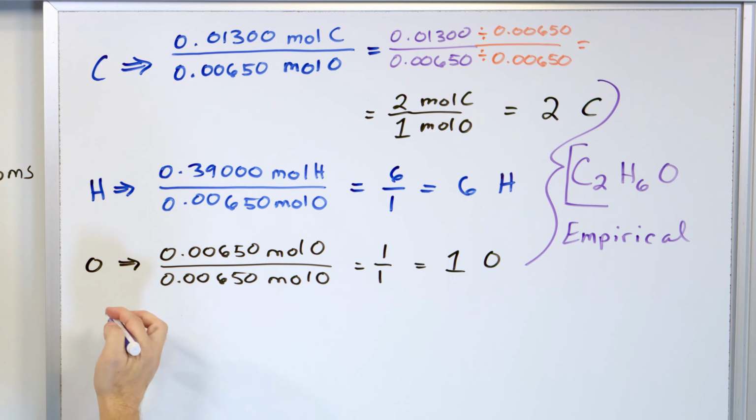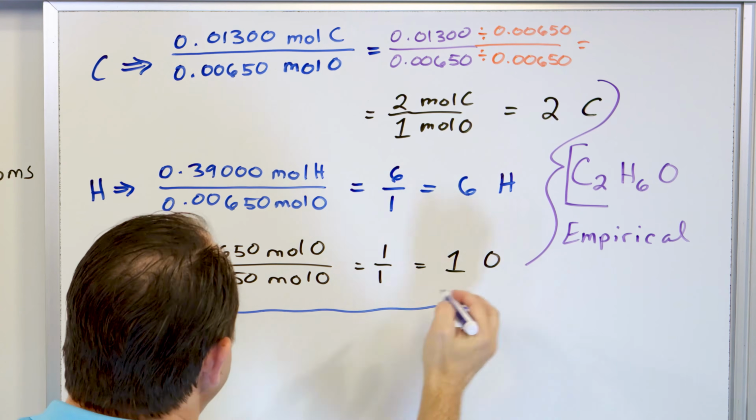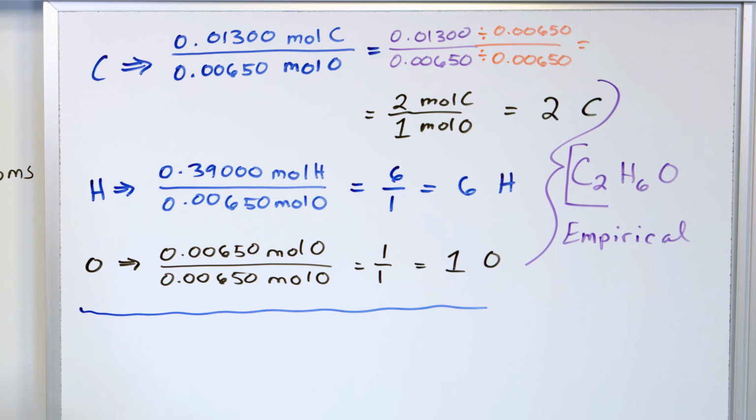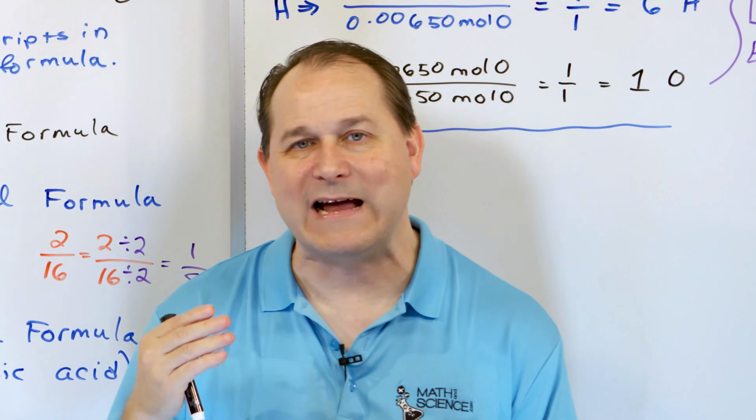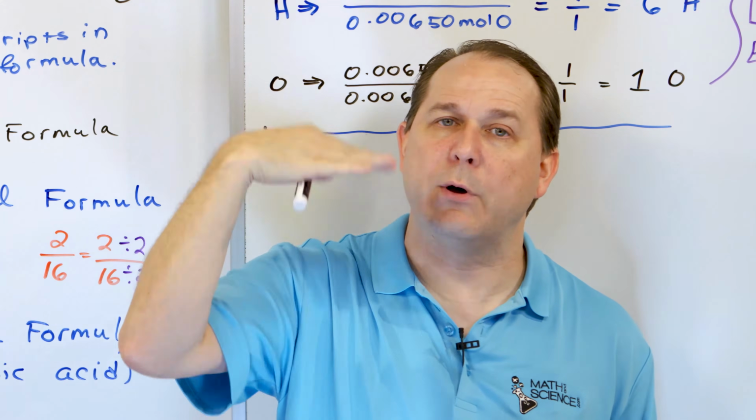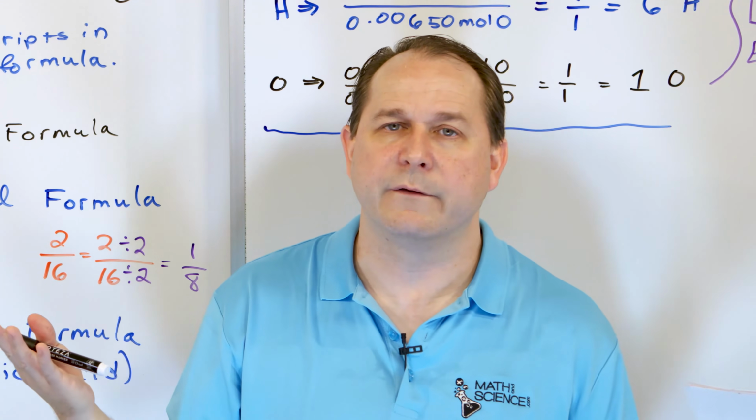All right. Now we have to move on. Even if you don't totally get it here in the beginning, we have to move on because you will get it. It is not a hard topic. We just take each of the moles, find the whole mole ratio, and then those are the subscripts.